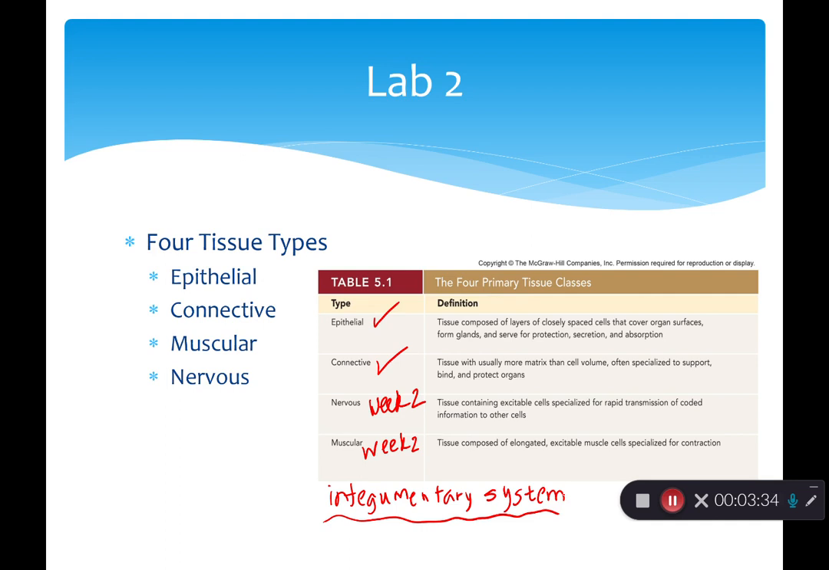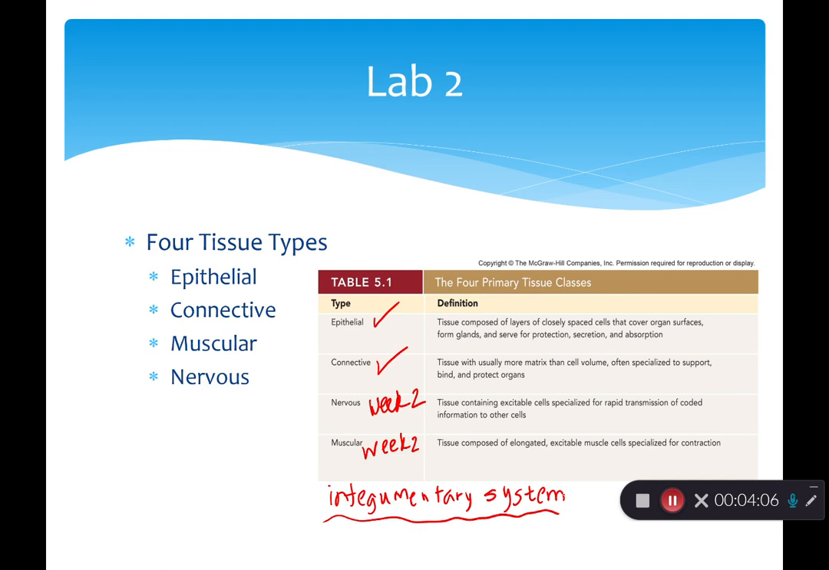When you put multiple types of tissues together, you get an organ. Now, the organ of the integumentary system is the skin, which fits the definition of an organ: 2 or more types of tissue with a common function. So our tissue types, well, we have the epidermis on the outside, which is epithelial tissue, and then we have the dermis underneath, which is connective tissue.